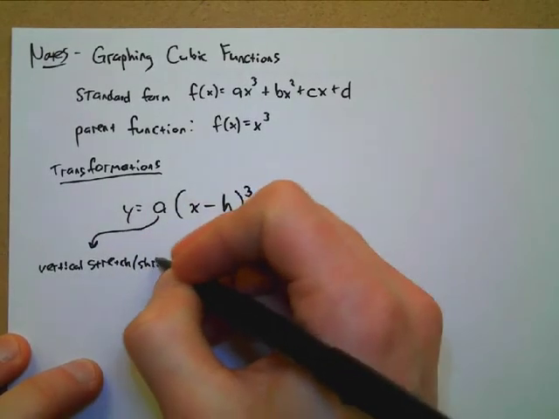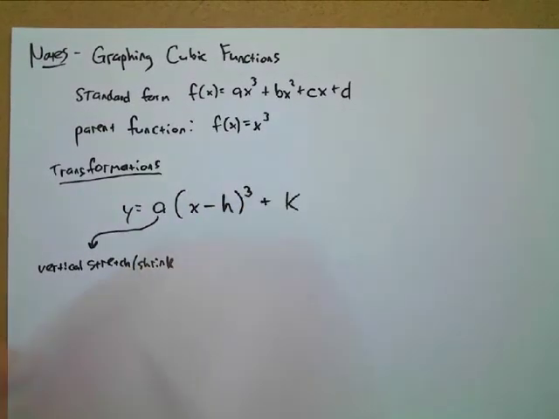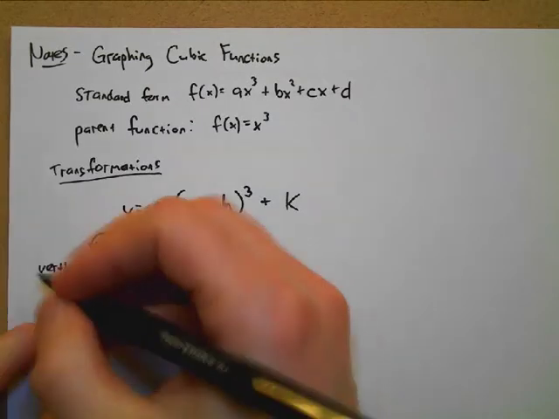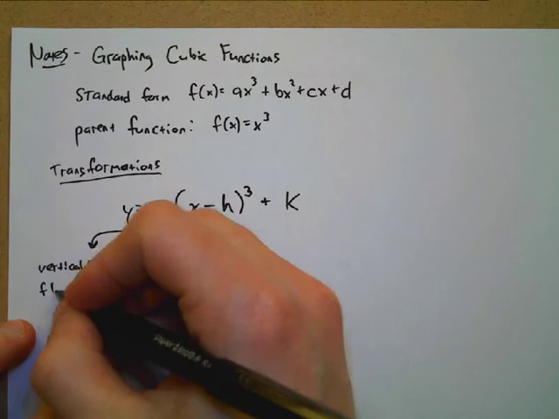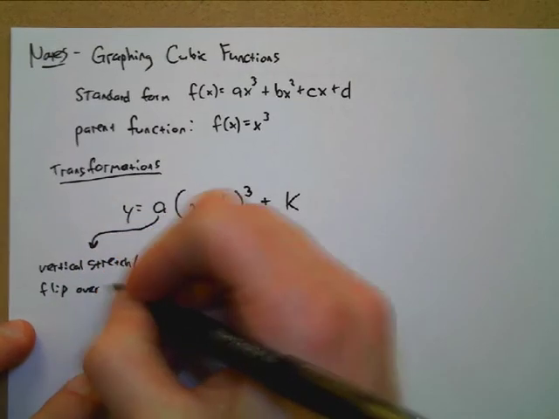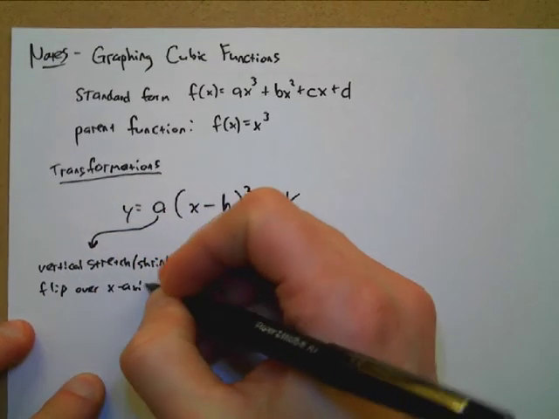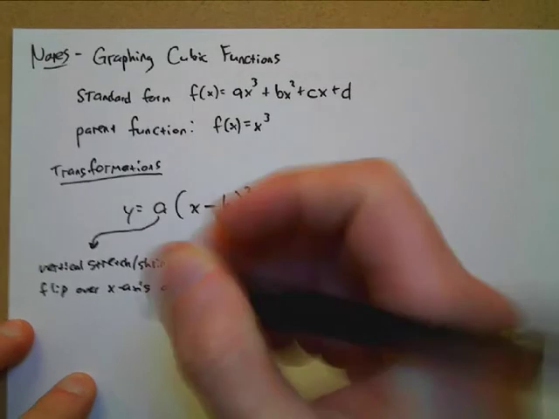Also, what else can A do? Besides vertical stretching and shrinking, what else can A do? If A is negative, what does that do? Flip right over the x-axis.